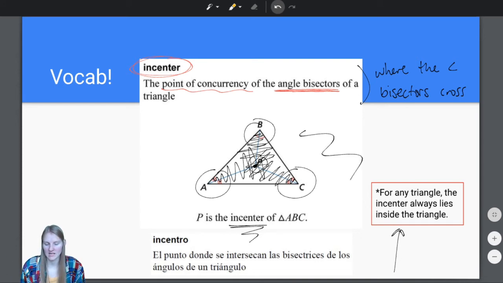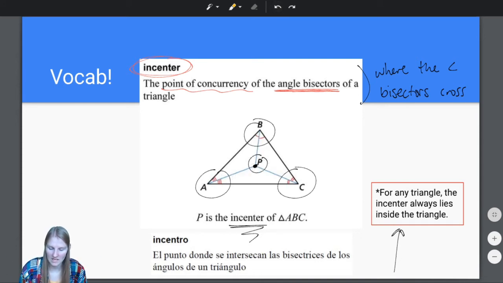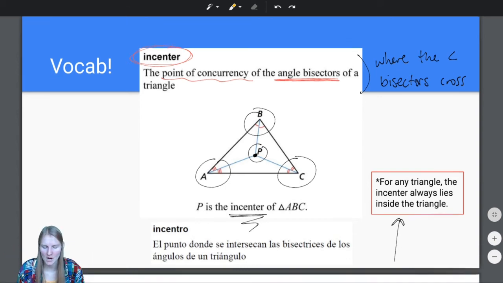I can't be on the exterior. So, the incenter will always be inside of the triangle. Okay, now why do I care about incenters? Great, I know what it is. It's where the angle bisectors cross. Beautiful. Why do I care?